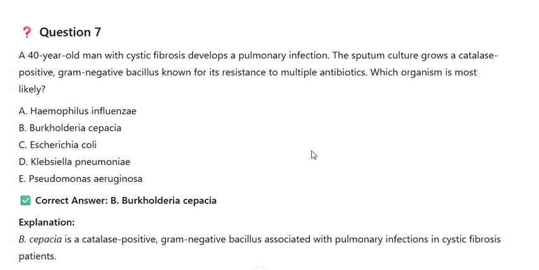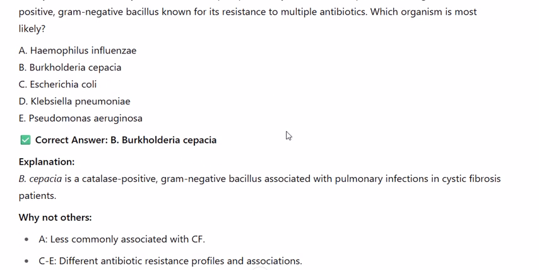Burkholderia cepacia. Explanation: B. cepacia is a catalase-positive, gram-negative bacillus associated with pulmonary infections in cystic fibrosis patients. Why not others? A. Less commonly associated with CF. C, D, E. Different antibiotic resistance profiles and associations.